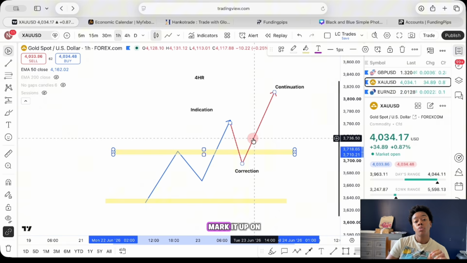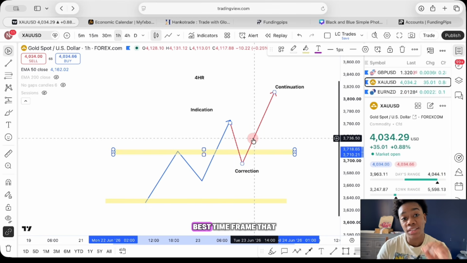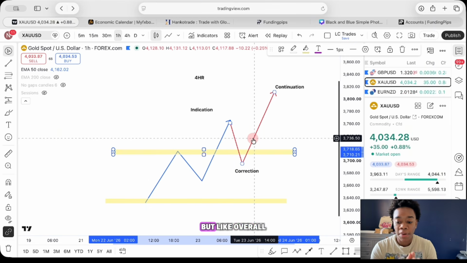Now, the reason you mark it up on the 4 hours is because that is the best time frame that has the best indication on where the market is going, other than the daily and the weekly. But if you're not a swing trader or a position trader, why would you mark it up on that? You're a day trader. So we mark it up on the 4 hour.